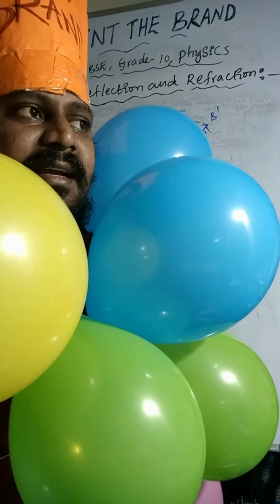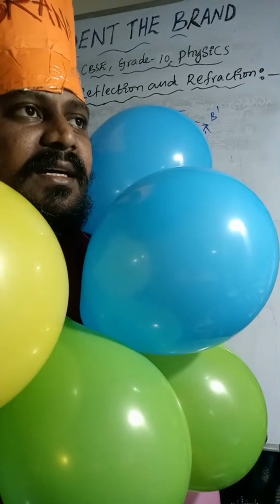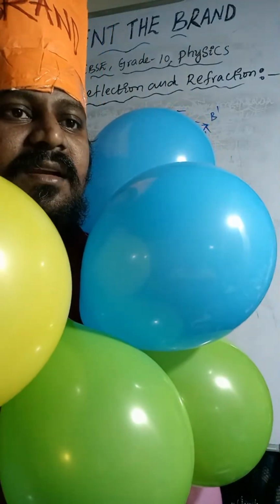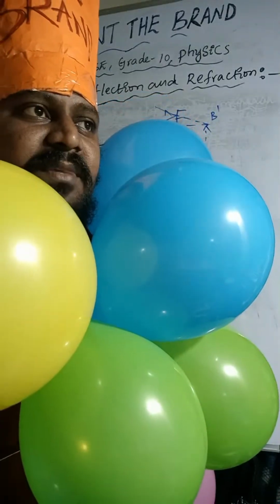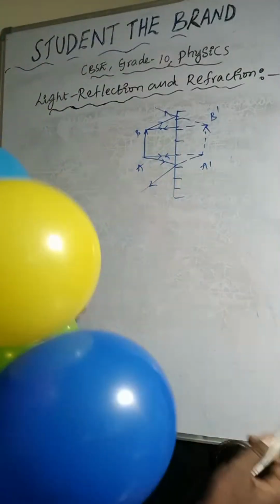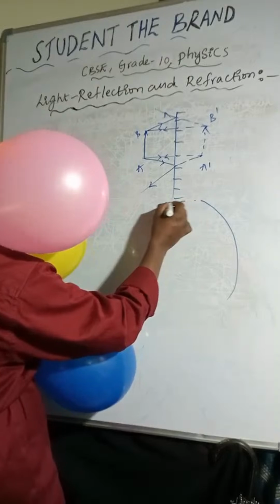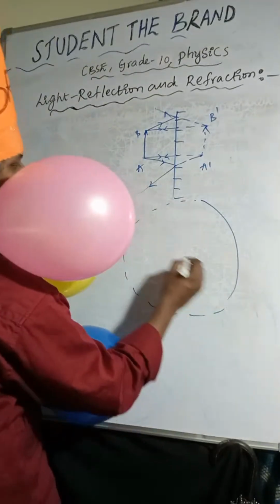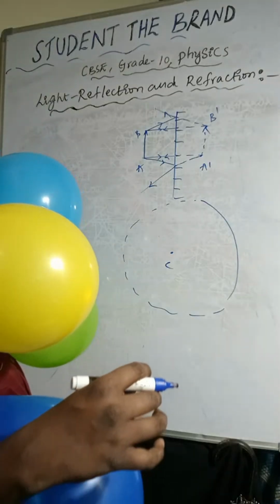So we can take ray rules and image formations, and before that, terms related to spherical mirror. The center of the imaginary sphere of which the mirror is a part is called center of curvature. And the next one, the midpoint of the mirror is called pole. So I am taking this concave mirror. So this is a part of it. So I am considering this center point. The midpoint of the mirror is called pole.